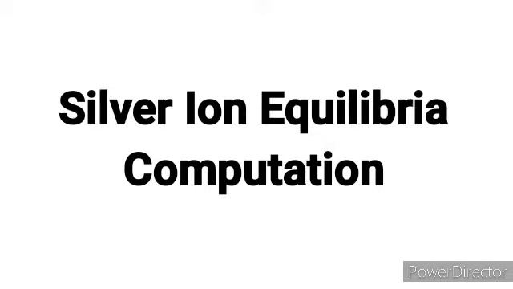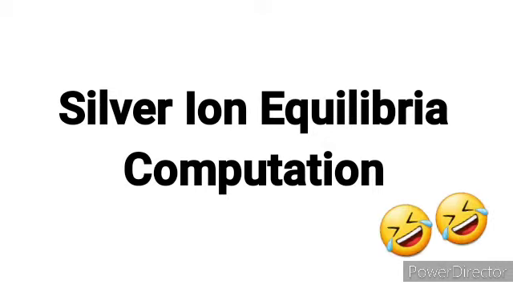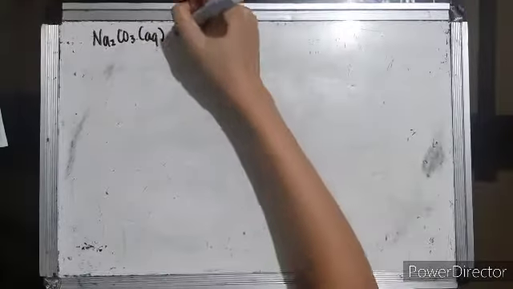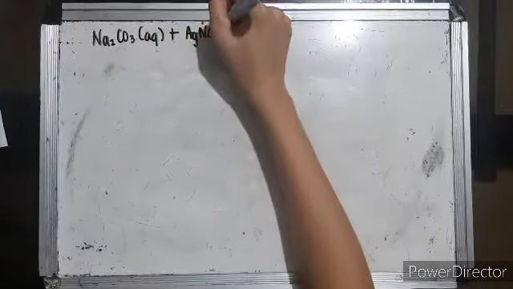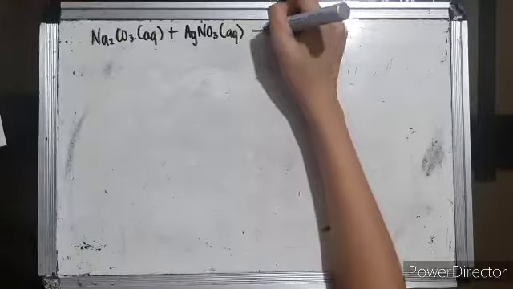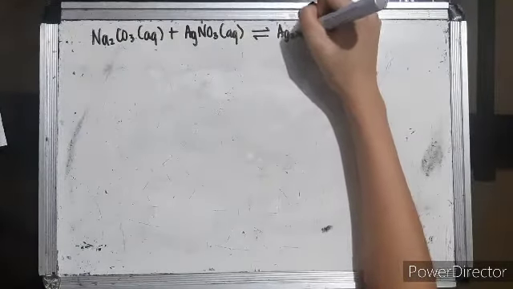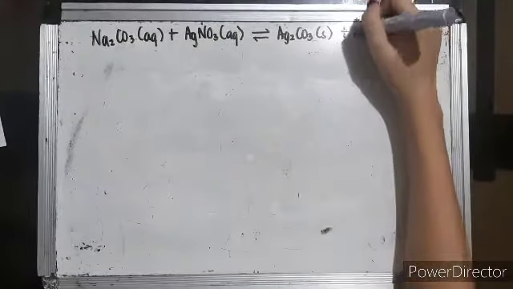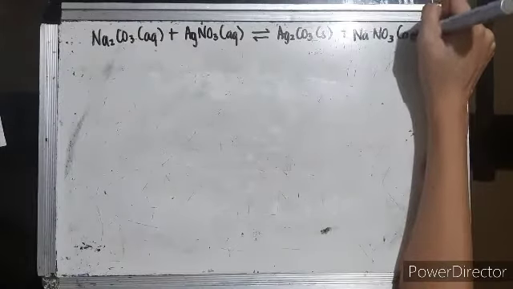Hello, para matahimik na kayo, here's the computation for silver-ion equilibria. So first one, we have your sodium carbonate plus your silver nitrate forming your precipitate, which will be your silver carbonate plus the sodium nitrate.